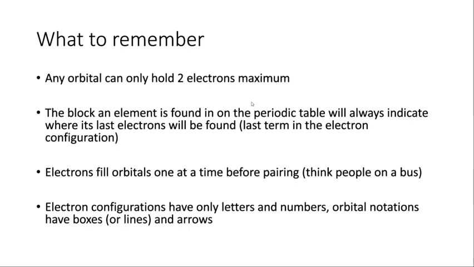Okay, so what to remember here? Any orbital can only hold 2 electrons maximum. The block where an element is found on the periodic table will always indicate where its last electrons will be found, so the last term in the electron configuration. Electron orbitals fill one at a time before pairing, right? Think people on a bus. And electron configurations have only letters and numbers. Orbital notations have the boxes, or sometimes you'll see them as lines, and the arrows.